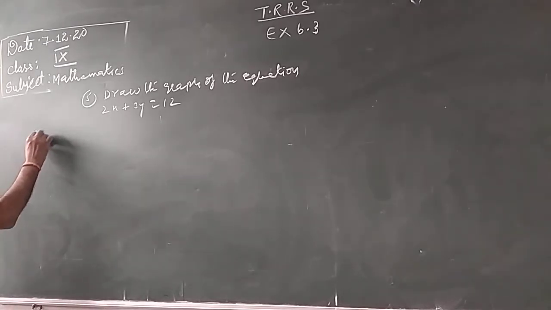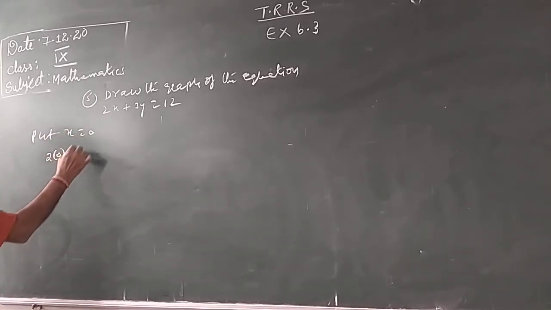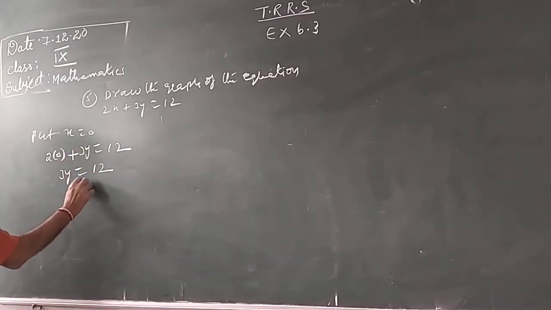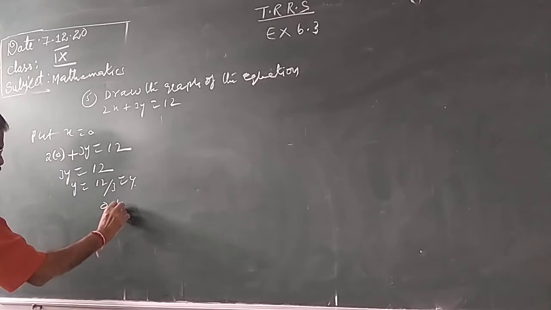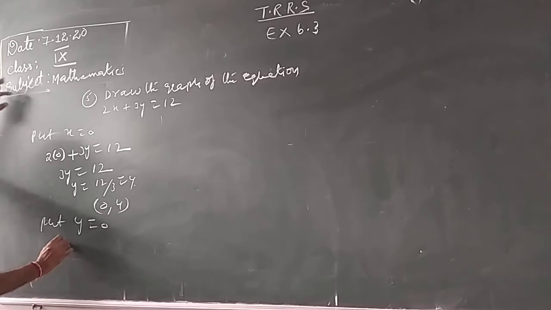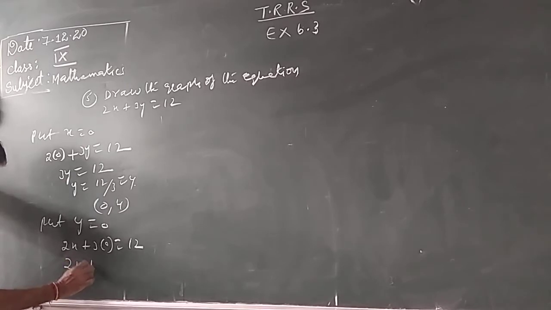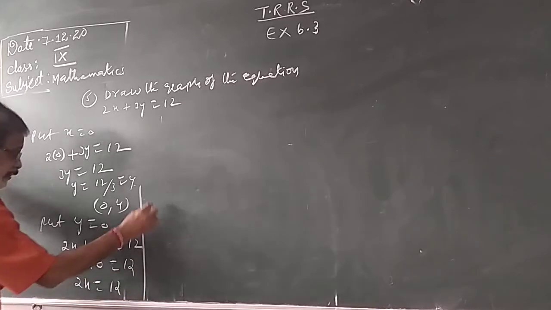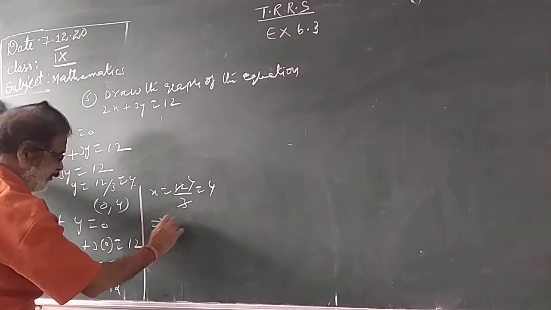Put x is equal to 0 in this, and you will get the y value. 2 into 0 plus 3y equal to 12. So 3y equal to 12, y is equal to 12 by 3, which is 4. The point is (0, 4). Now put y is equal to 0, and we will get the x value: 2x plus 3 into 0 equals 12, so 2x is equal to 12, x is equal to 6.